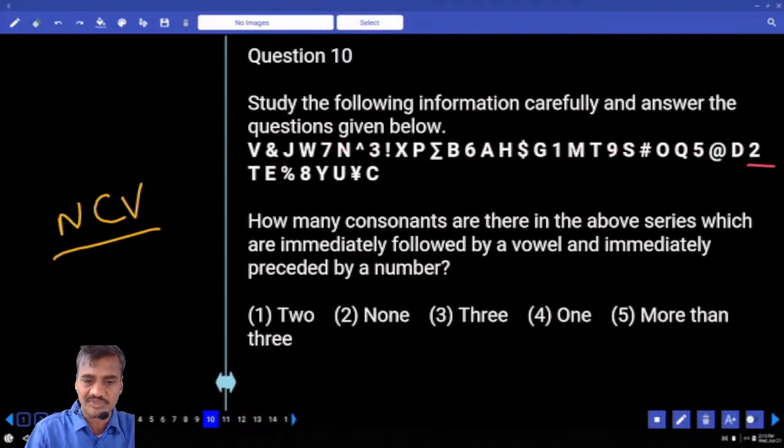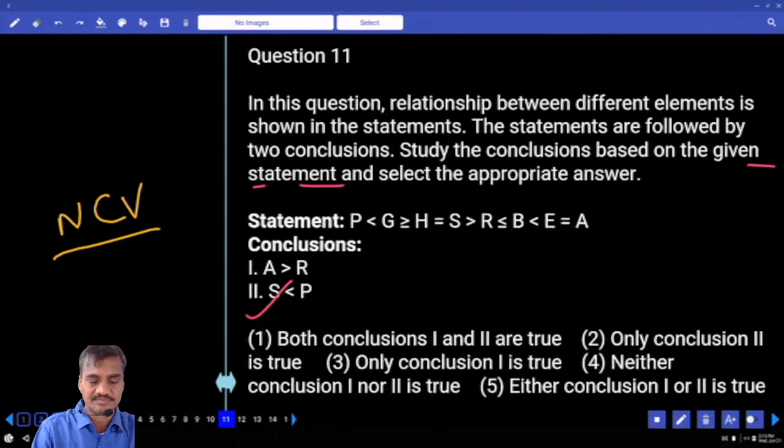Now 2 is a number, T is a consonant and E is a vowel. And number, consonant and vowel: 8, Y and U. How many are there of such type? There are 2, choice 2, question number 10. The next one, 11 to 13.